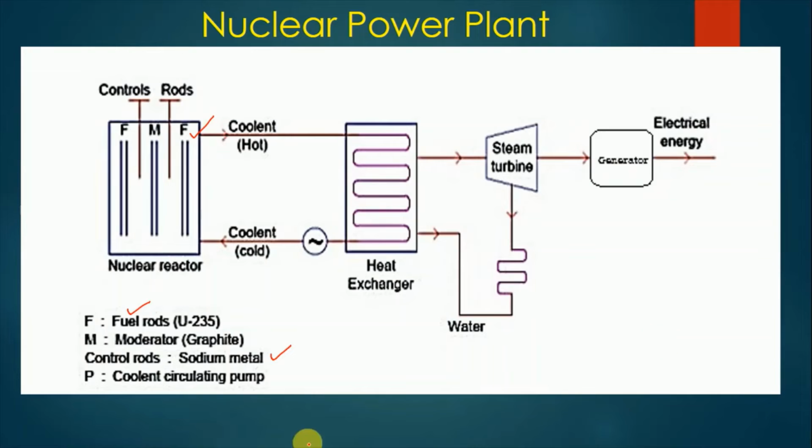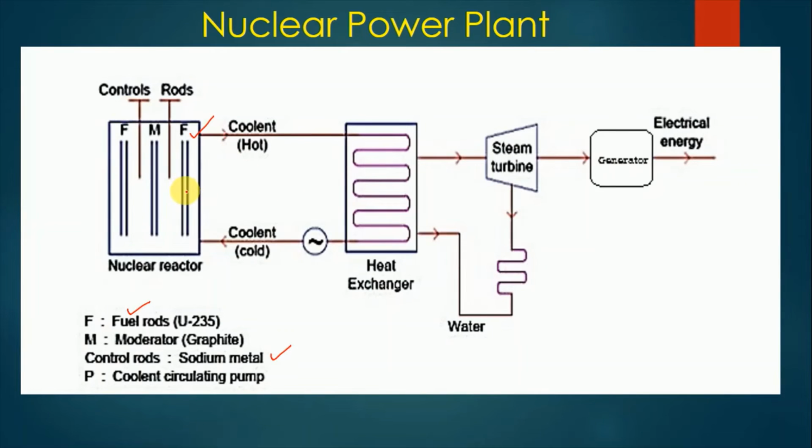Here the fuel rod which we are going to use is uranium. So uranium is used as a fuel, and because of the reaction happening in the nuclear reactor there will be heat generation. Because of that heat generation, the fluid which is available will get heated, and that heated fluid will come into the heat exchanger. That heated fluid loses its heat to water, water gets converted into steam, and steam goes to the steam turbine.